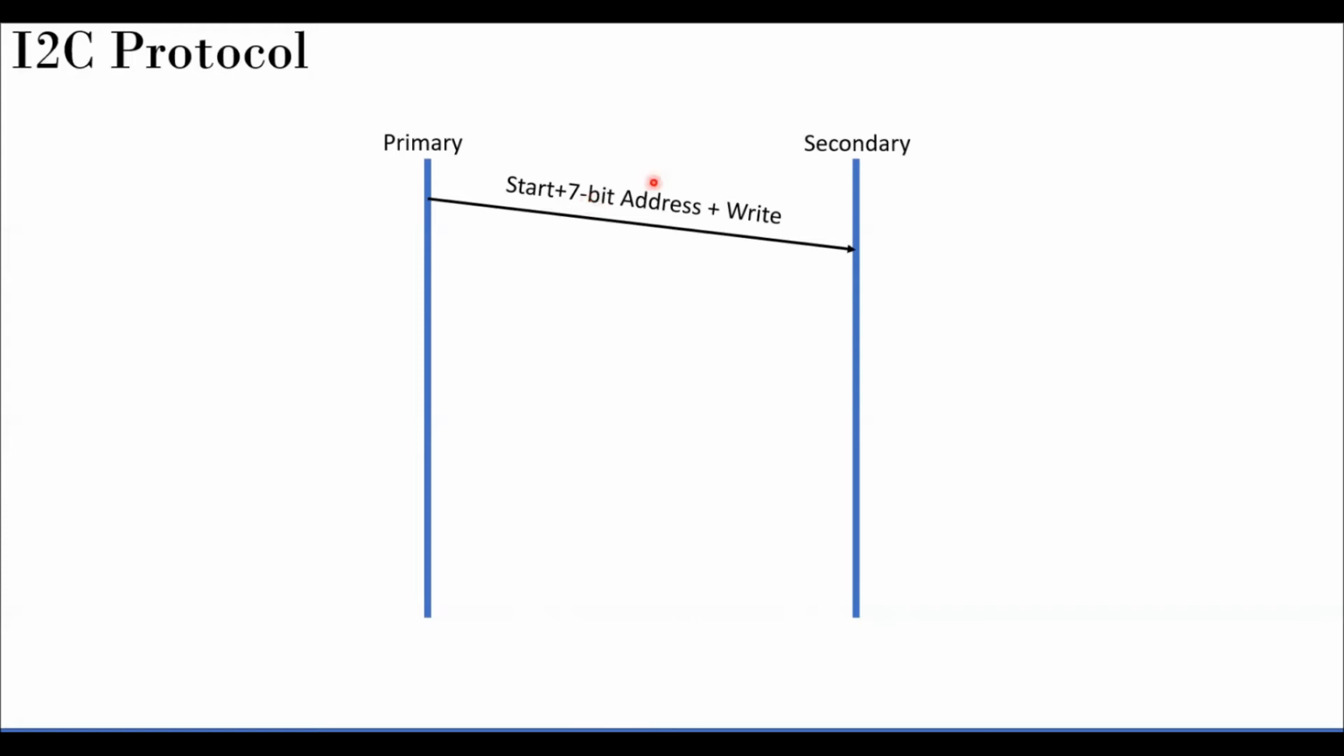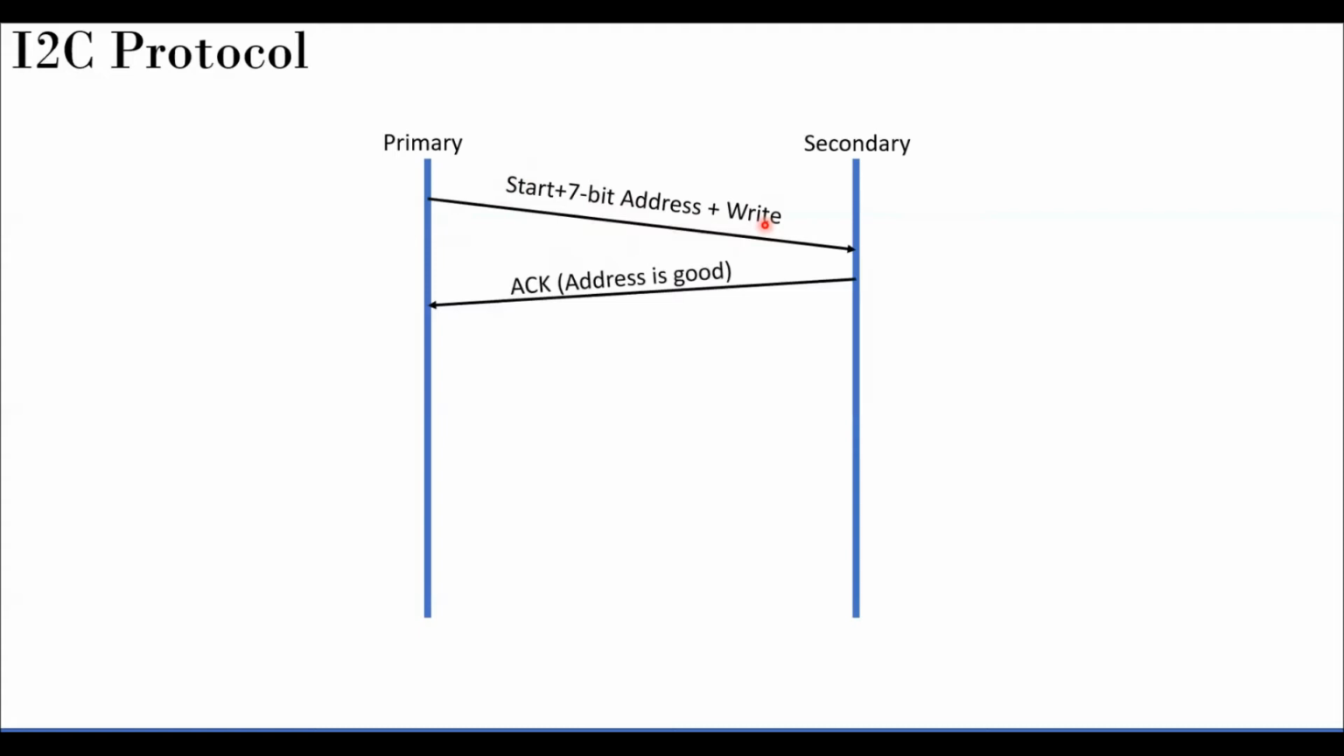Then we have to mention whether I want to read or write. That's also important, whether this device wants to read from the slave or secondary device, or write to the secondary device. In this case, I'm just illustrating it using a write operation. So first I'm starting the transmission, and I will transmit the 7-bit address, and then I will issue that I want to write to this address. That is the meaning of this.